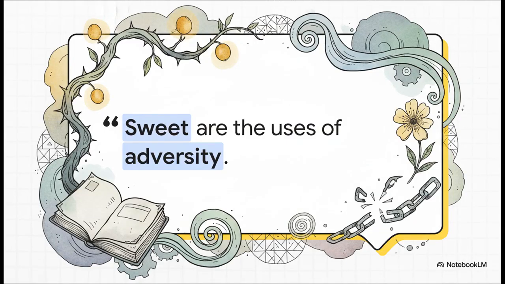Take this line from Shakespeare, for example. Sweet are the uses of adversity. It's beautiful, no doubt, but it sounds a little, well, backwards, doesn't it? I mean, in a normal conversation, you'd probably say, the uses of adversity are sweet. So, what's up with that?